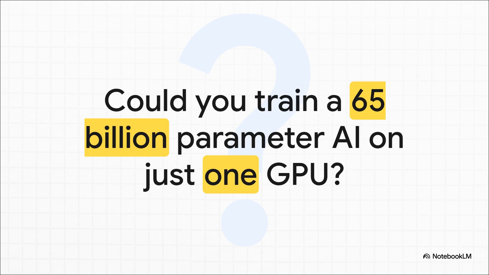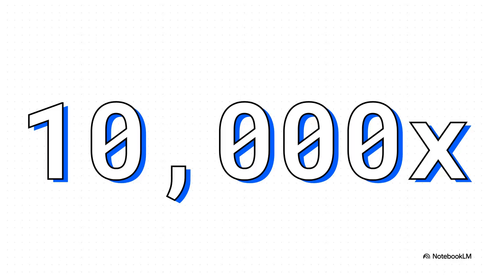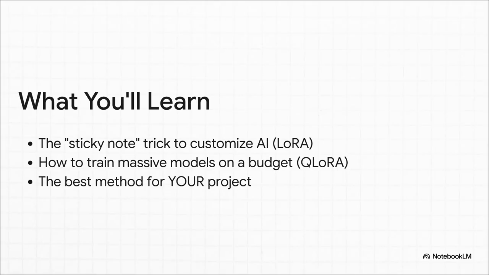I mean, the thought of doing that without a whole warehouse full of servers, it was basically science fiction. But what if I told you it's not anymore? What if you could slash the number of parameters you actually need to train by a factor of 10,000? And no, that is not a typo. We are talking about a 10,000-fold reduction. This changes absolutely everything. So in the next few minutes, here's what we're gonna cover.